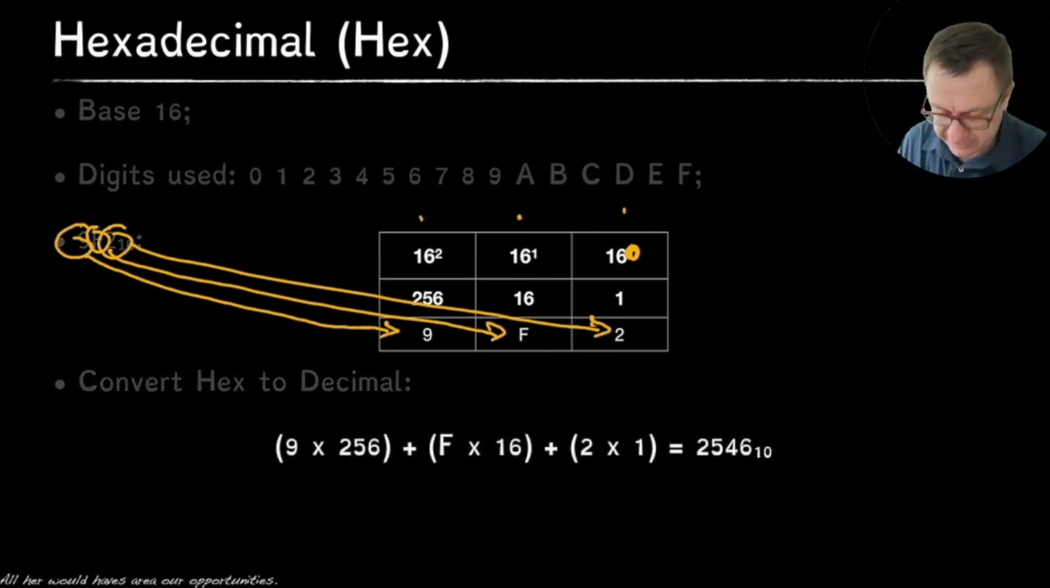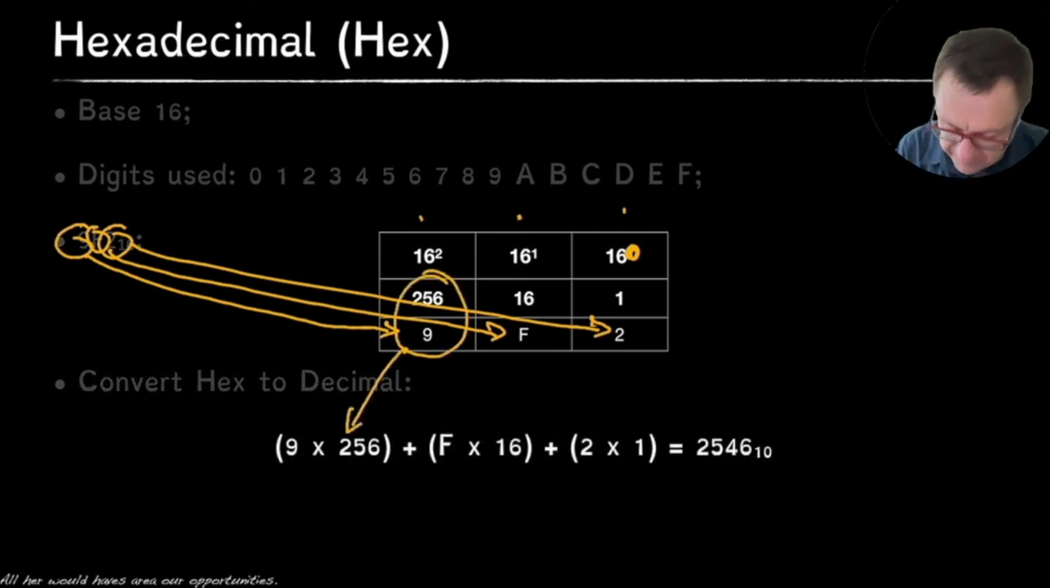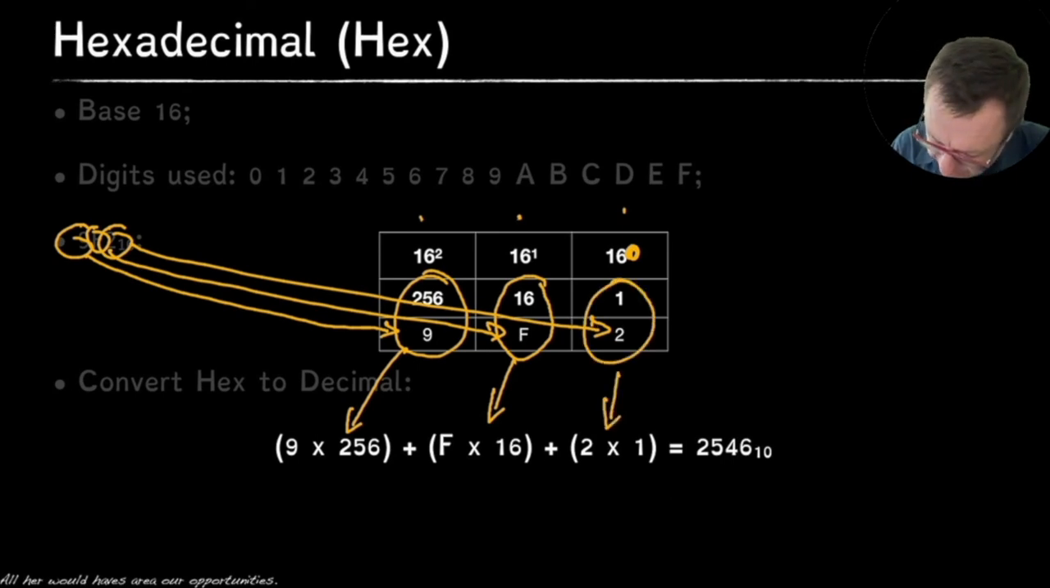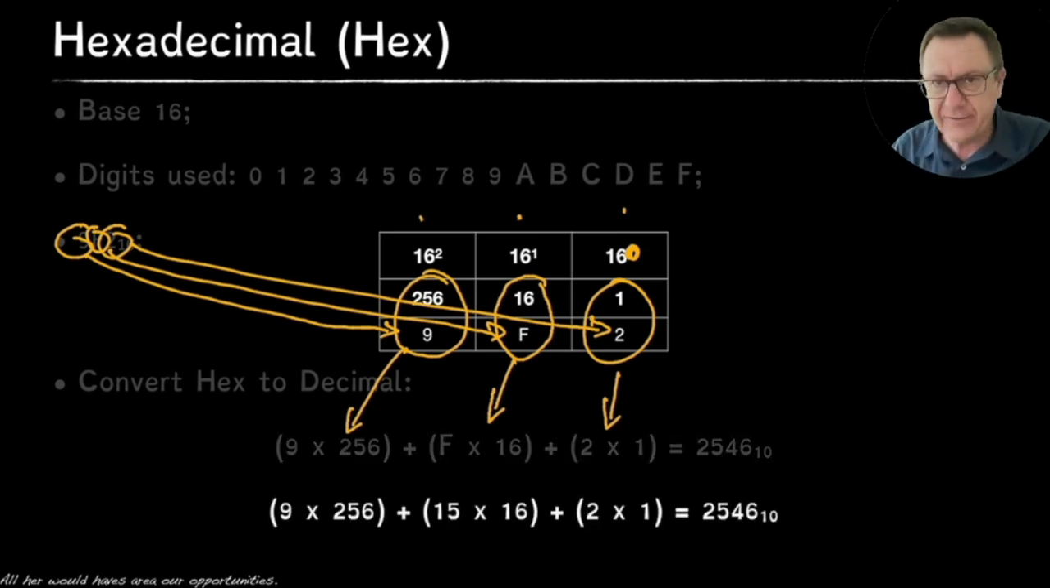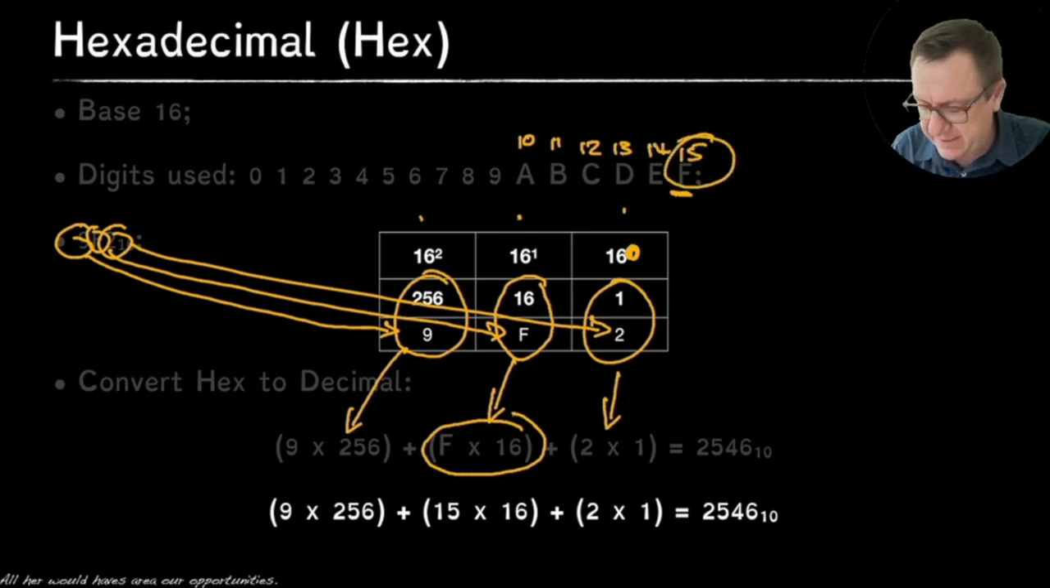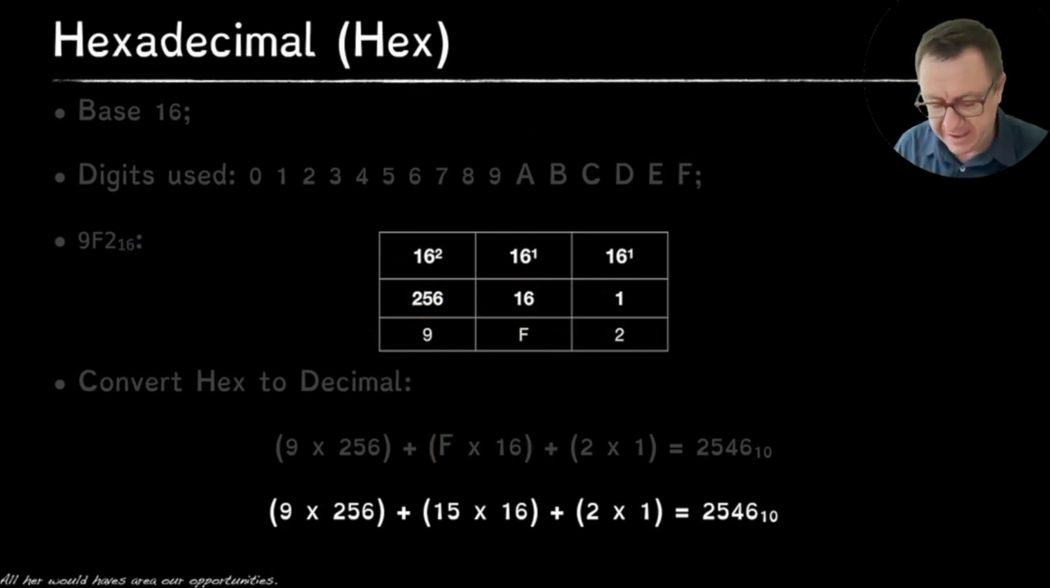And when we convert it, we have 9 times 256, F times 16, and 2 lots of 1, which equals 2,546 base 10. Now, if you're unsure about that, if we look back up here, 9, 10, 11, 12, 13, 14, 15. Okay, so that's how we got this to be that. And when we added them all together, it came out exactly how we anticipated it would.